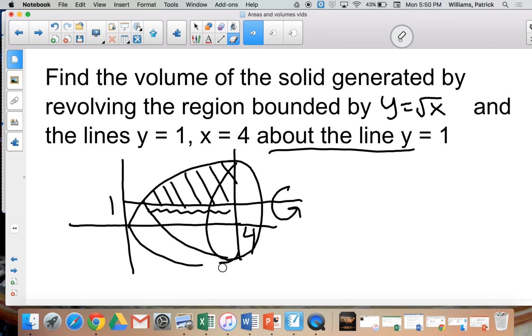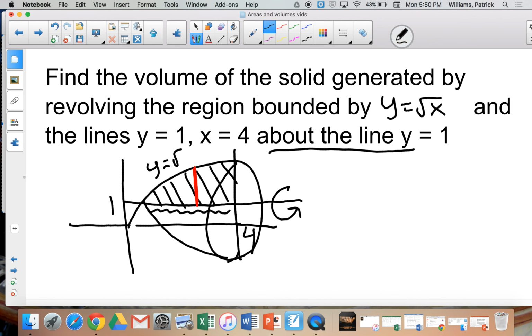Yeah, just kind of like this bowl-looking shape sort of thing. But anyway, this one's just going to have a slightly different shape. So in this case, what we've got to find is what that radius is. Okay. Well, we know that this function, the curve right here, is y equals square root of x, and this line is y equals 1.